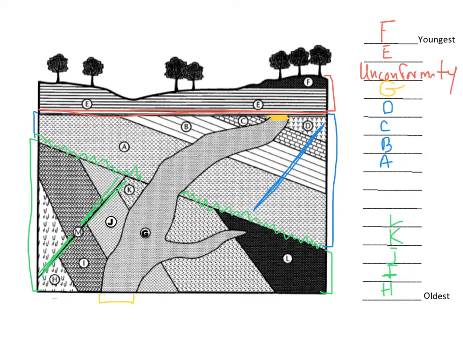So, fault M had to exist when the erosion that caused the unconformity occurred. In other words, it would not have been cut off by the unconformity if the fault had occurred afterwards.